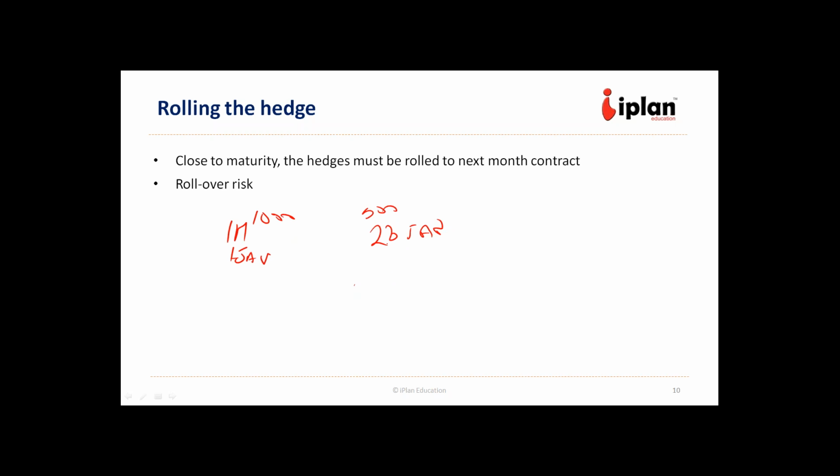So if I want to roll over, the next month contract may be priced at 960. Now in this situation, I'm losing 100 rupees here, and then I have to put in 60 rupees more to buy this contract. So in that situation, I have a cost associated to this. So rollover has this cost associated to it.